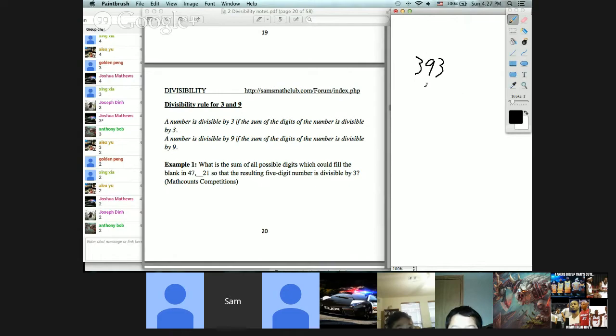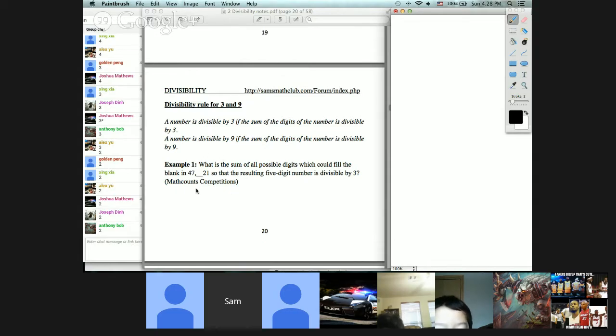If the question was, is this divisible by 3? You could divide it out and see if it divides, or you could just add up the digits: 3 plus 9 plus 3 equals 15. 15 is divisible by 3, so check, yes, it is divisible by 3. Similarly, for 9, a number is divisible by 9 if the sum of the digits of the number is divisible by 9. So same thing as 3, except the sum of the digits must be divisible by 9.